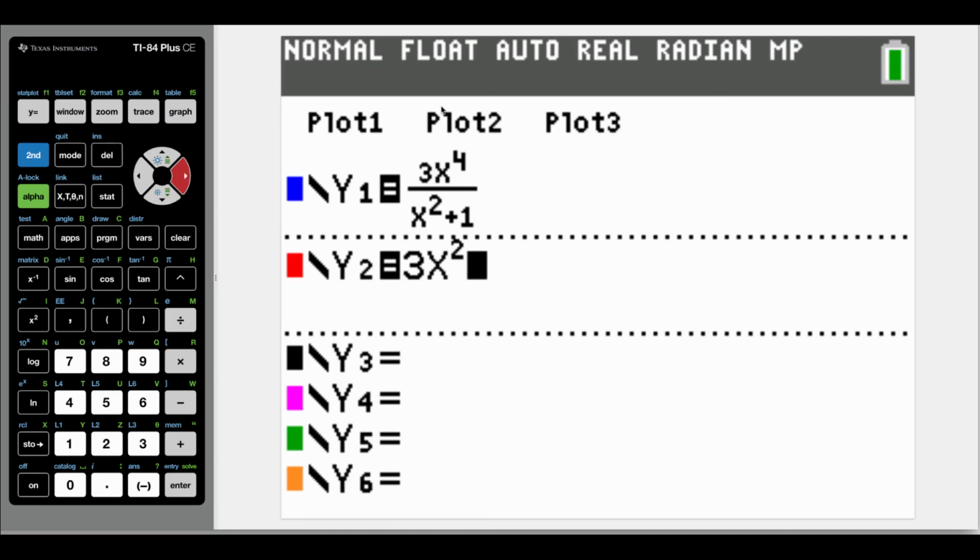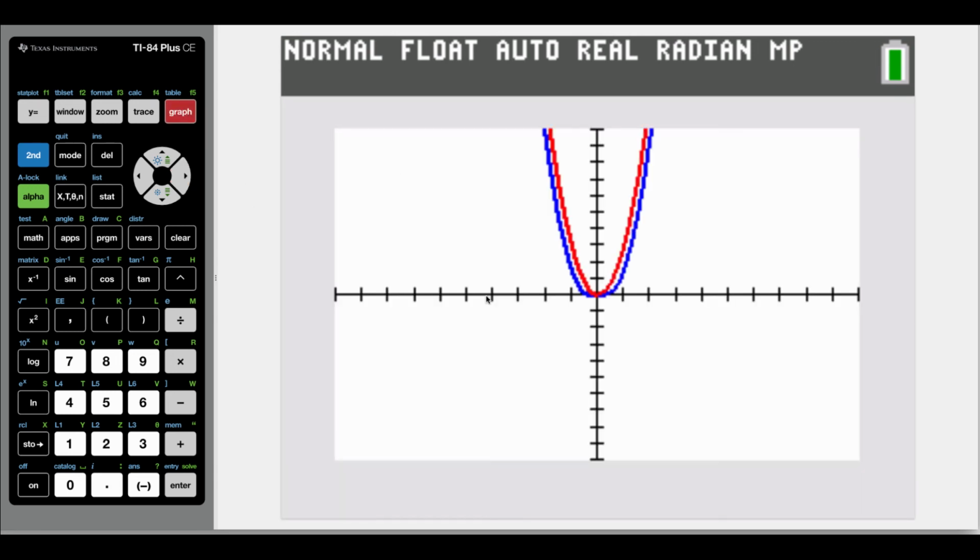So in my calculator, I have those new equations typed in, 3x to the 4th over x squared plus 1 and 3x squared. If I graph those out, okay, again, we can see that as we work our way to the right-hand side, these graphs are getting closer and closer together. Same thing going out to the left-hand side. Our blue graph is gradually approaching our red graph ever so slightly. So again, these graphs have similar end behavior.